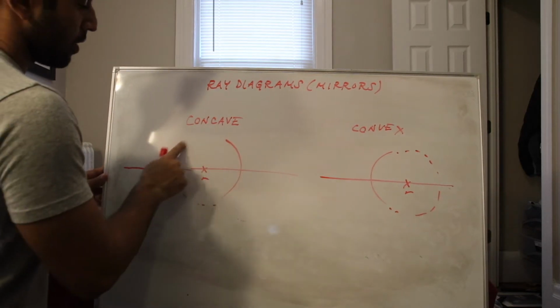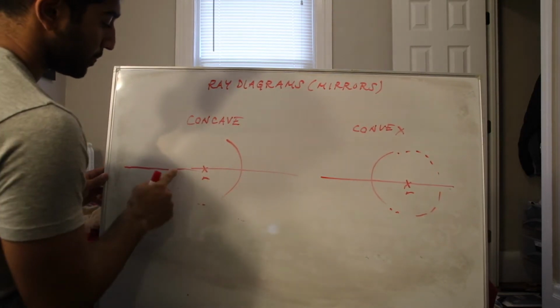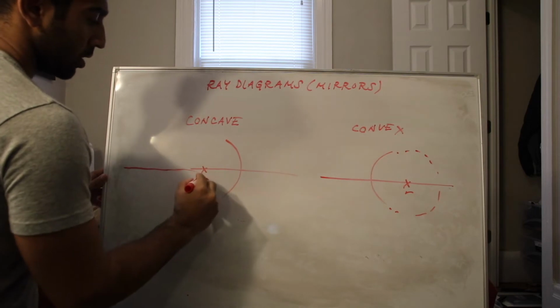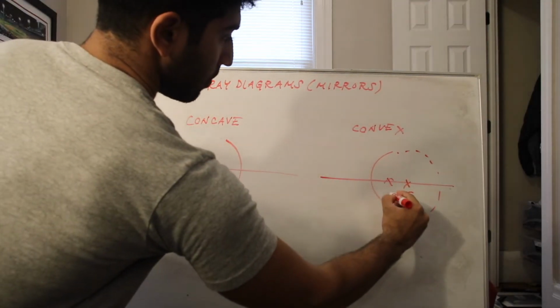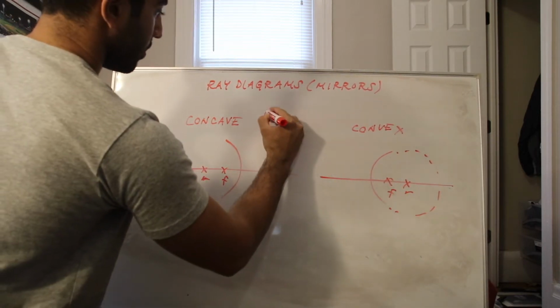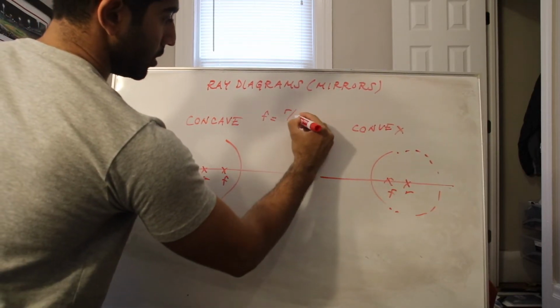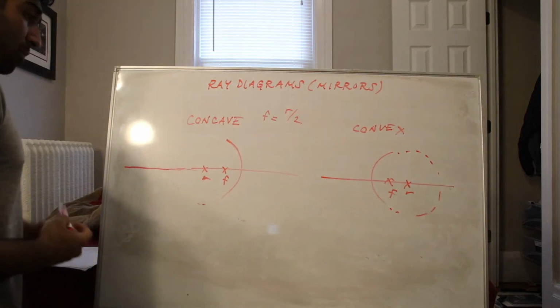We have another point that's important, which is F. All F is equal to R divided by 2. So it's half the distance of your center of curvature.